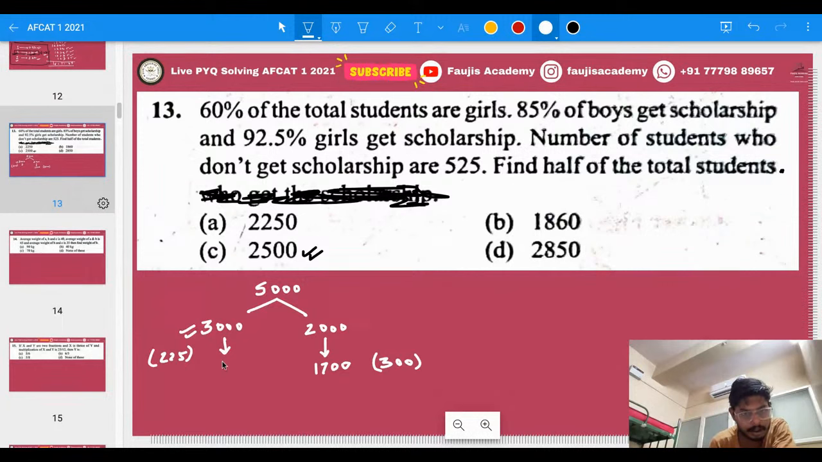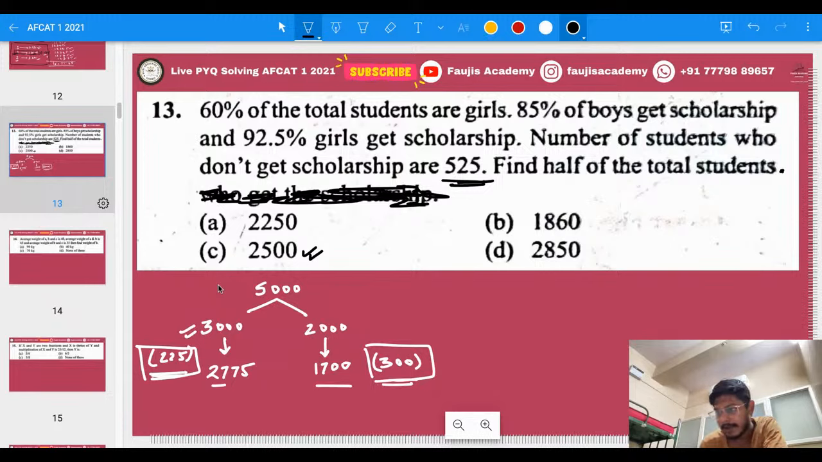And how many got the scholarship? 2775 students got the scholarship. They are saying 525 students did not get the scholarship. 300 males and 225 females did not get the scholarship. Yes, we are reaching that number, right? Which means the assumption that 5000 could be the total number of students is correct, isn't it? So the half of these students is how much?